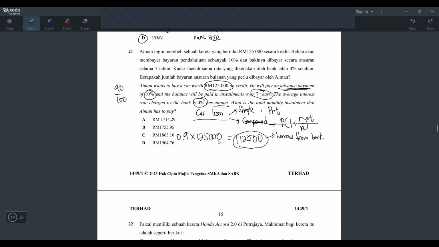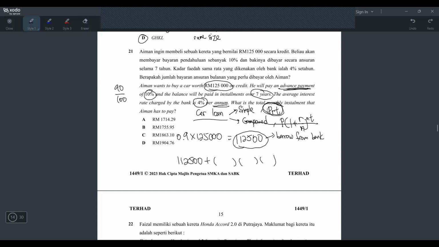But when you borrow from the bank, you need to pay some extra charge. They will charge you interest, and the formula for interest is PRT. The balance will be paid in 7 years, and the average interest rate is 4% per year. So how much do we have to pay back to the bank? It's not just 112,500. It will be 112,500 plus the interest, I, and the formula for I is PRT. This formula calculates the interest.